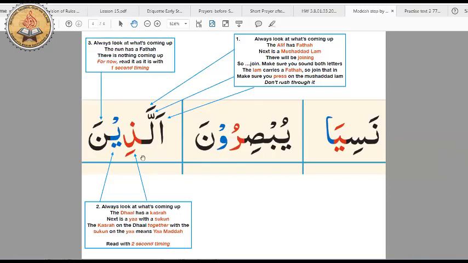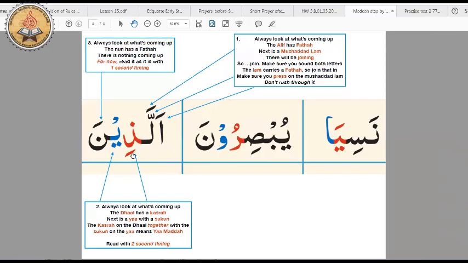Good. Next, we're looking at our next letters. The dal has a kasra. Excellent. The next letter is a ya with a skoon. The kasra on the dal together with the skoon on the ya means that it is a ya madda. And how long will we read it for? 2 seconds. Excellent. So can you just read these two letters, this combination here for me? Z. Good. And remember, this is a dal, so it's a slight TH sound as well. The 2 seconds. Z. Beautiful. Well done.